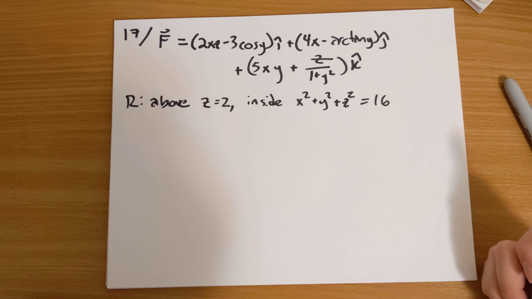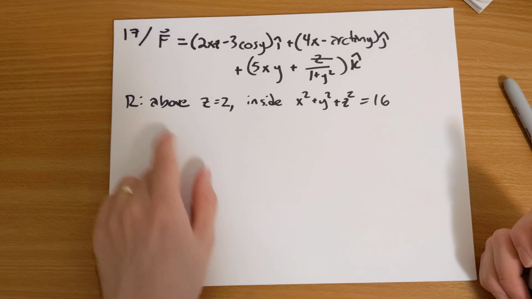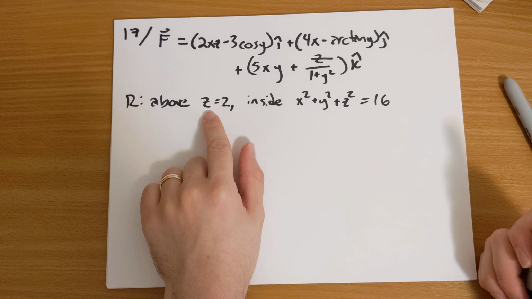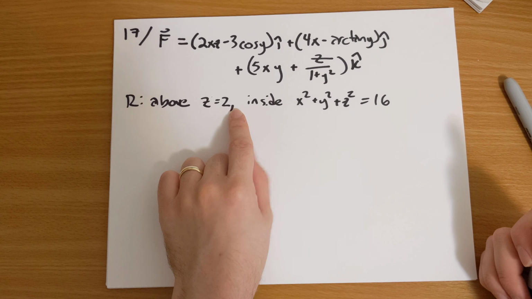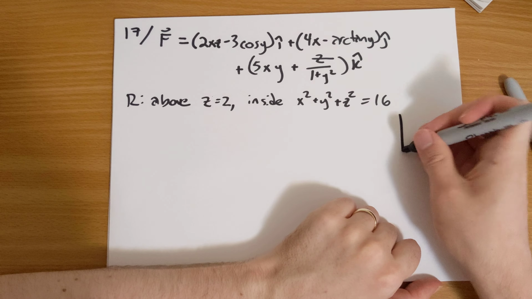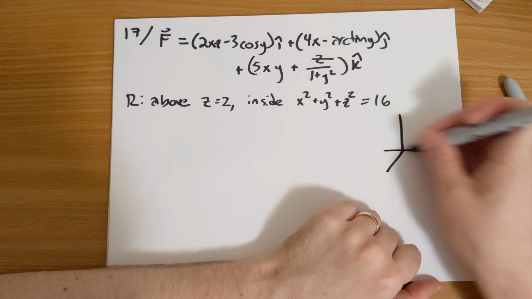Problem number 17. We have a three-dimensional region R, that is the region above the plane z equals 2 inside of this sphere. So it looks something like this. And that's z equals 2, and there's z equals 4 up there. So that's the filled-in three-dimensional region.